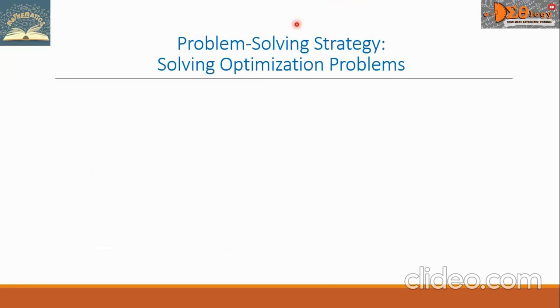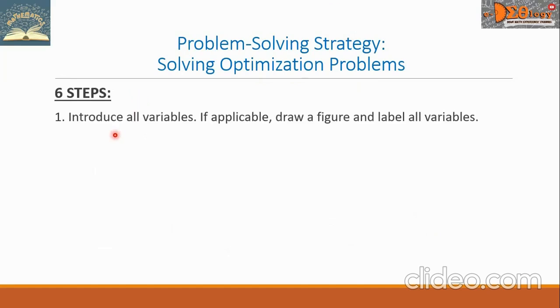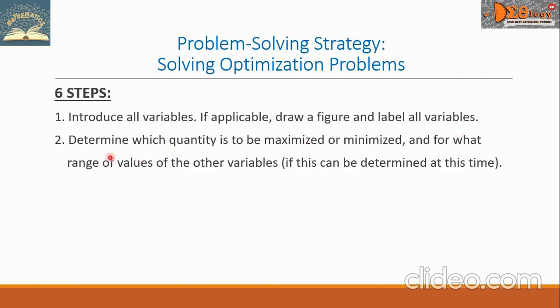Here now is the problem-solving strategy for optimization problems. We have 6 general steps. Step 1. Introduce all variables. If applicable, draw a figure and label all variables. Step 2. Determine which quantity is to be maximized or minimized, and for what range of values of the other variables, if this can be determined at this time.